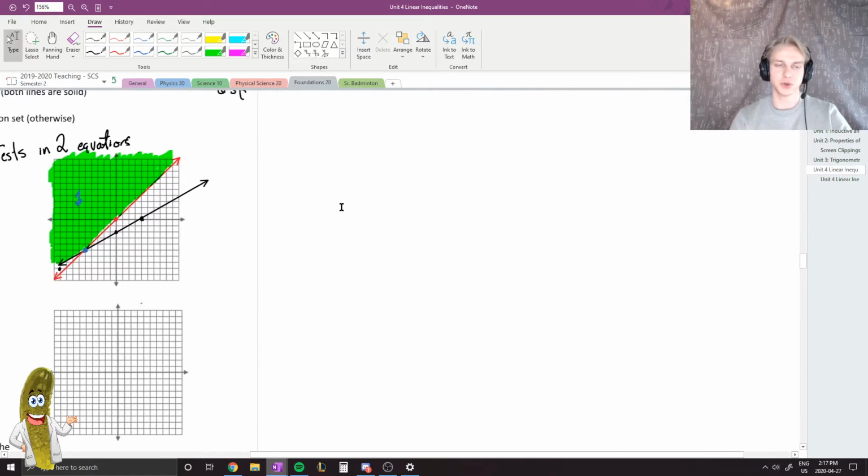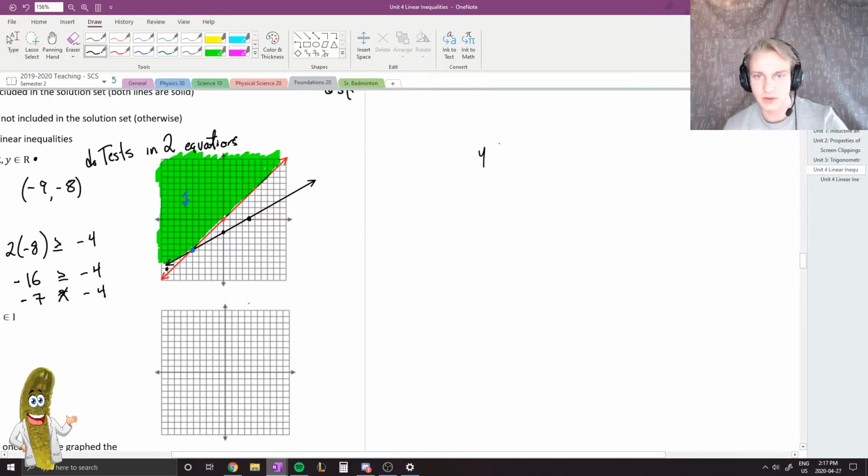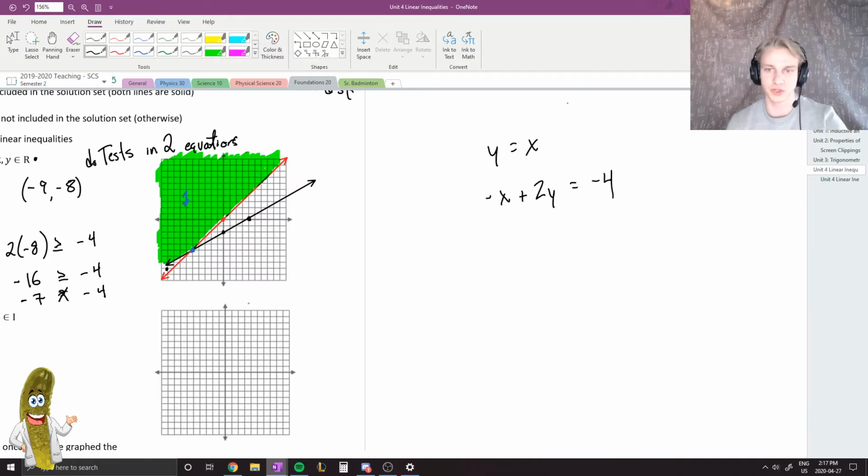So I'll show you really quickly what I mean by that. We have two equations like this where y is equal to x, and negative x plus 2y is equal to negative 4. I'm going to choose the equal sign instead of the greater than sign because I want only one solution.